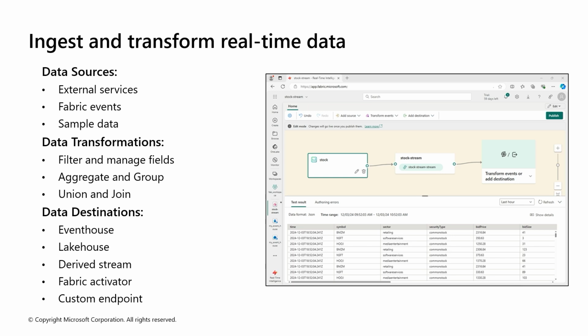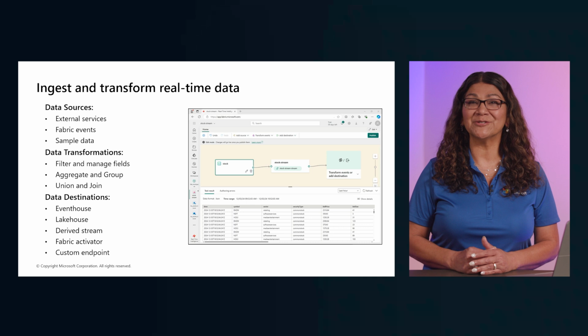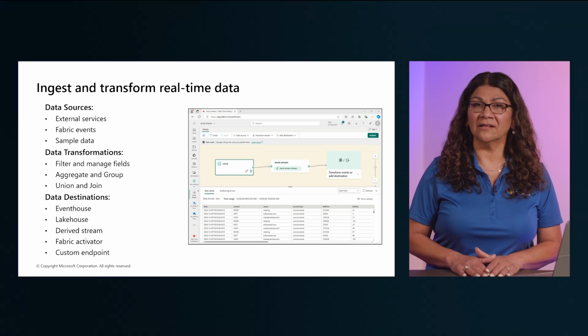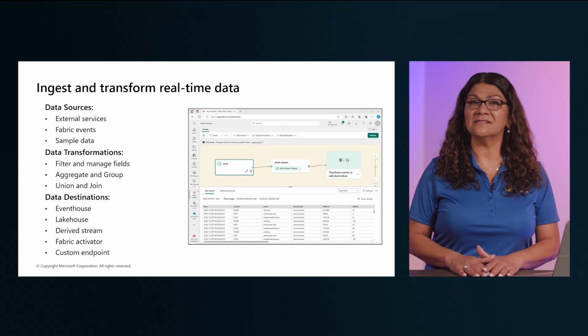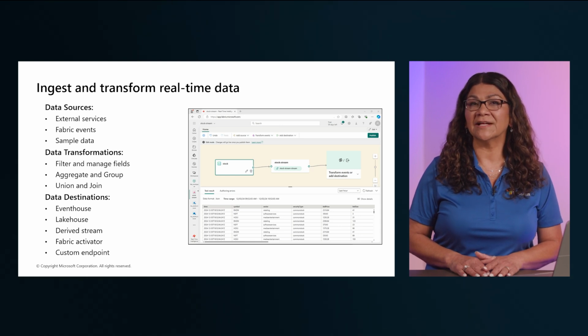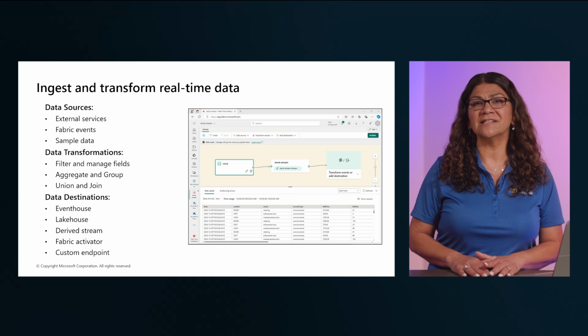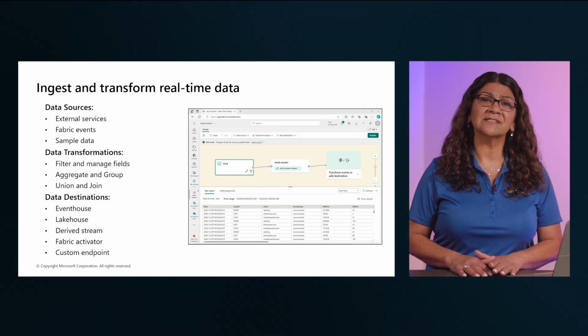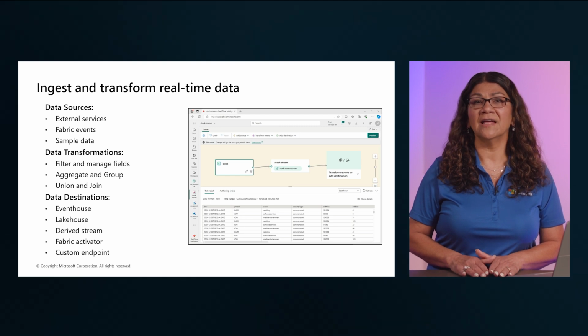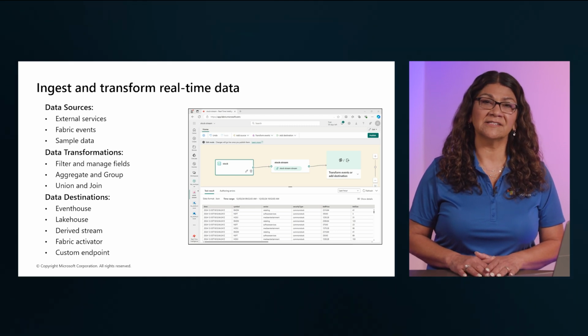Now let's look at the data destination in Eventstreams. You can load the data from your stream into the following destinations. Using the event house as a destination lets you ingest your real-time event data into an event house, where you can use Kusto Query Language or KQL to query and analyze your data. Using the Lakehouse as a destination gives you the ability to transform your real-time events before ingesting them into the Lakehouse. Real-time events convert into Delta Lake format and then are stored in the designated Lakehouse tables.